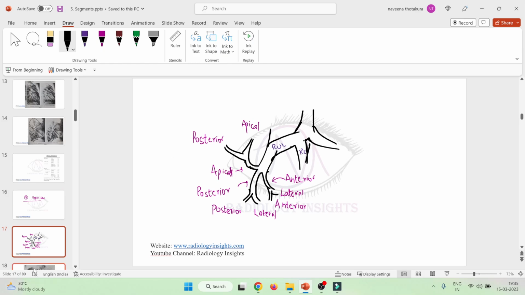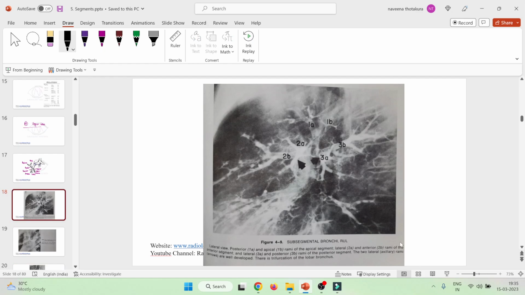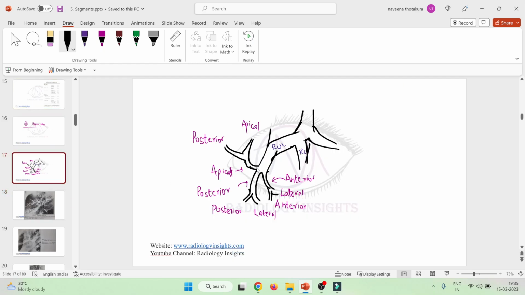Right. So if you see, this is actually the subsegmental bronchi distribution. These apical, posterior and anterior are the segmental bronchi, and these are again divided into subsegments. So we have the subsegmental bronchi.